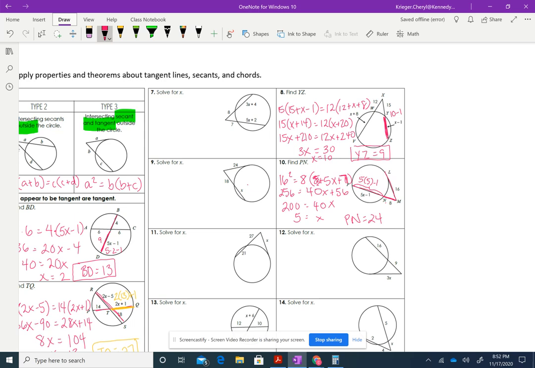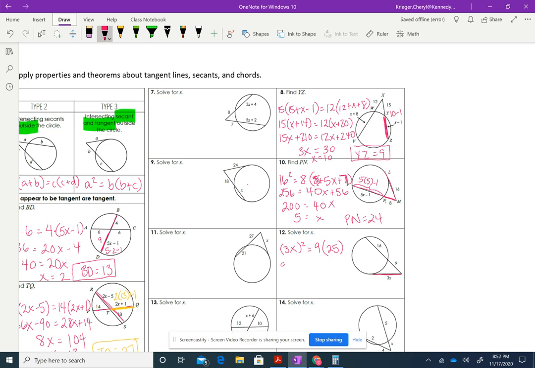Okay, so let's see number 12. This one looks a little bit more interesting. Now my a squared is the tangent. So 3x squared. I'll put it in parentheses. Equals 9 times the sum of 9 plus 16. And 9 plus 16 is 25.